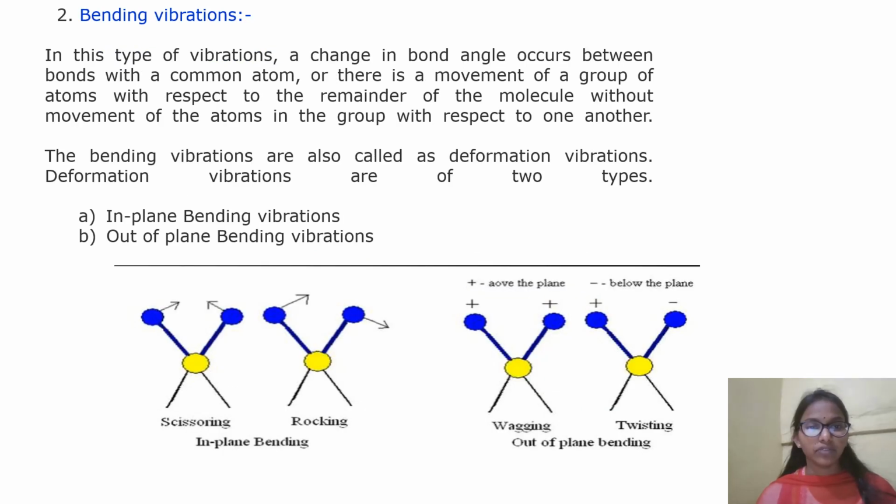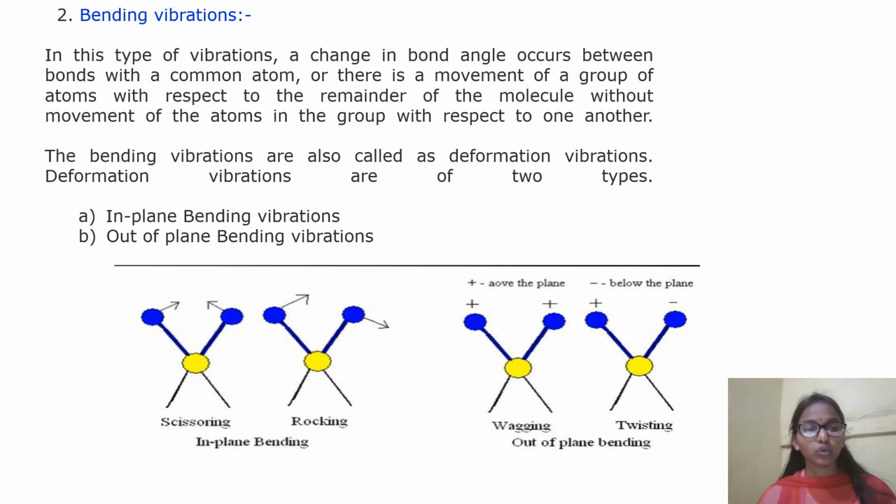Second one is bending vibrations. In this type of vibration, a change in bond angle occurs between bonds with a common atom, or there is a movement of a group of atoms with respect to the remainder of the molecule without movement of the atoms in the group with respect to one another. The bending vibrations are also called deformation vibrations.